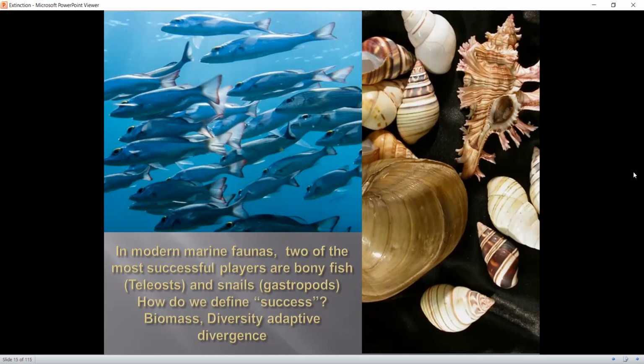And the other thing would be successful if you undergo extreme adaptive convergence. In other words, you modified yourself as a predator, as all kinds of different things. You've insinuated your way into these different lifestyles. You have a lot of adaptive divergence. And in that term, I would say there's no contest. The bony fish, the teleosts, and the snails are the most successful, at least in the invertebrate group, because of their diversity, biomass, and adaptive divergence. I don't know if they have such a thing as a predatory clam, but we're talking about mainly snails being successful in that way.